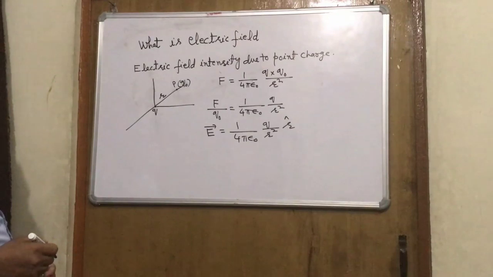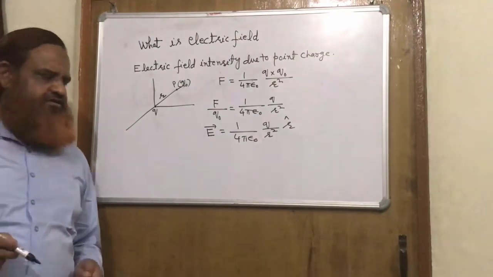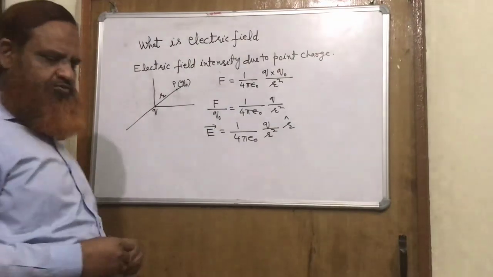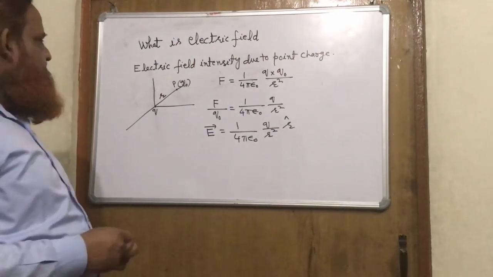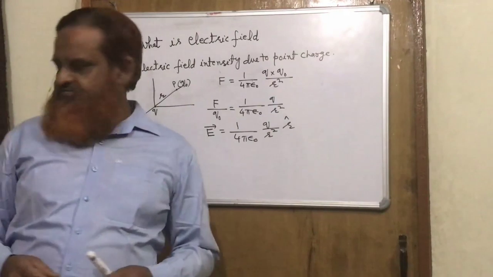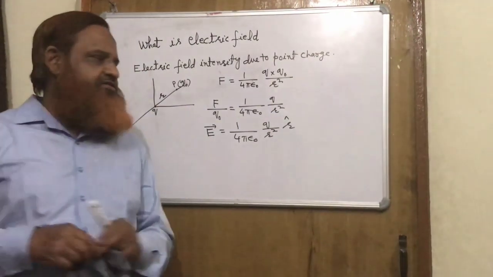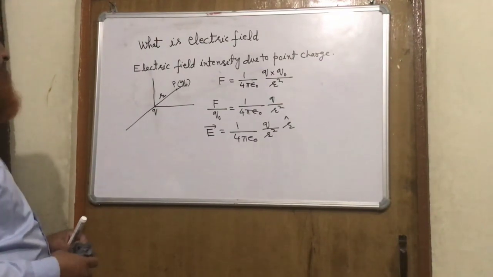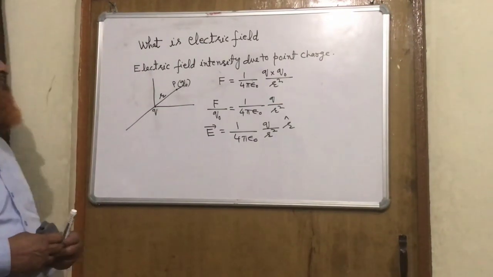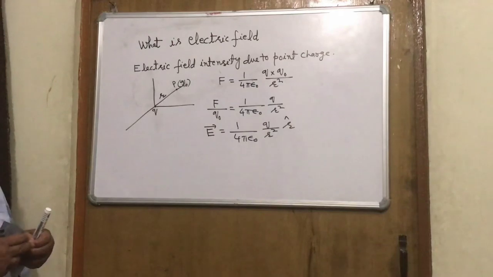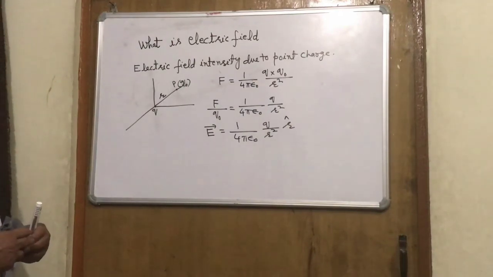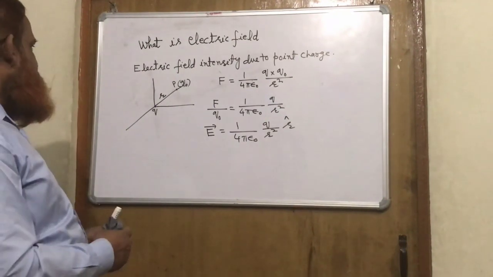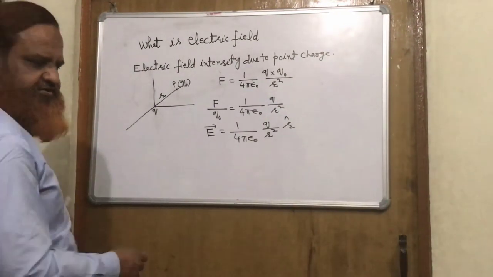Then what is the direction of electric field intensity? The direction of electric field intensity is away from a positive charge and towards a negative charge. We can say that to find the direction of electric field at any point, we put a positive charge there. If it is free to move, the direction in which it will move will be the direction of electric field.